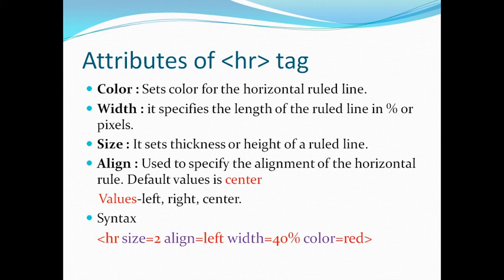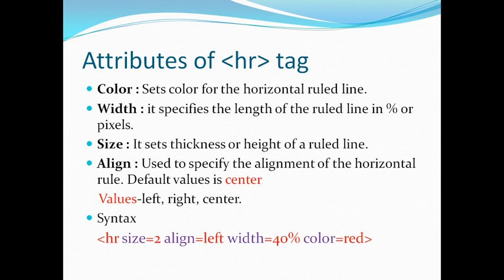Next, width. What is width? It specifies the length of your rule line in percentage or pixels. Means you can give the width of your HR in percentage, that is 100%, 80%, 70%, or in pixels, 200 pixels, 300 pixels. This way you can give the width of your line. Next, size. It sets the thickness or height of your line. When you mention size equal to 7, 10, it is the height of your line in pixels, or thickness.